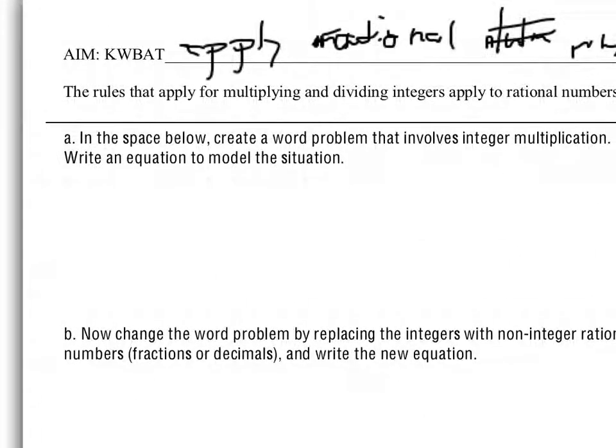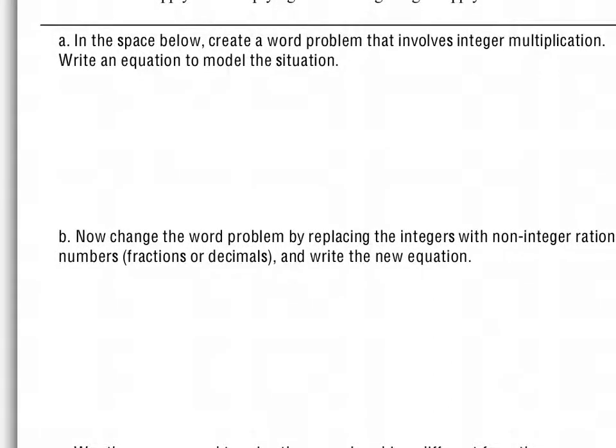Alright, so go ahead. The first thing that I want you to do is, in the space below, write a problem that involves integer multiplication. That means I do want at least one positive and one negative value involved. So go ahead and pause the video, do that now.